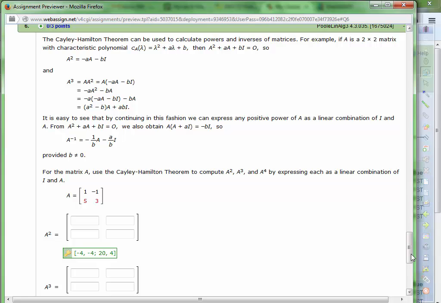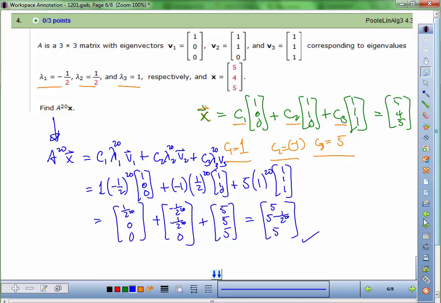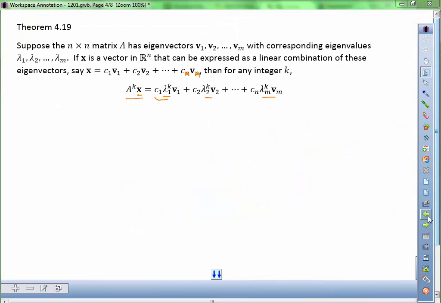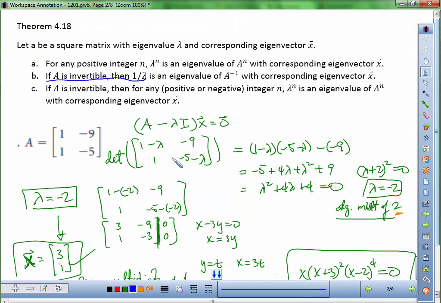Okay, let's do it. This theorem can be used to calculate the powers of inverse of matrices, kind of like the same as that thing that we had earlier.